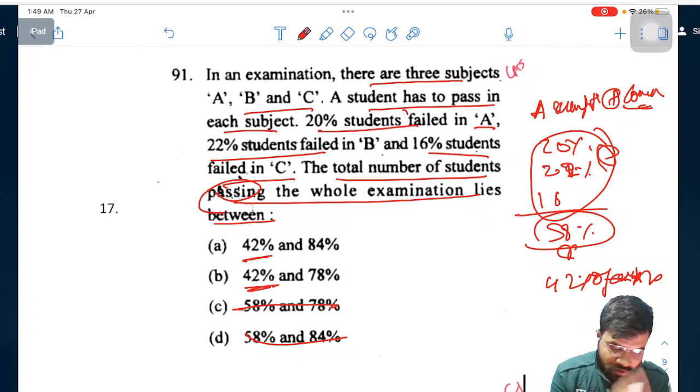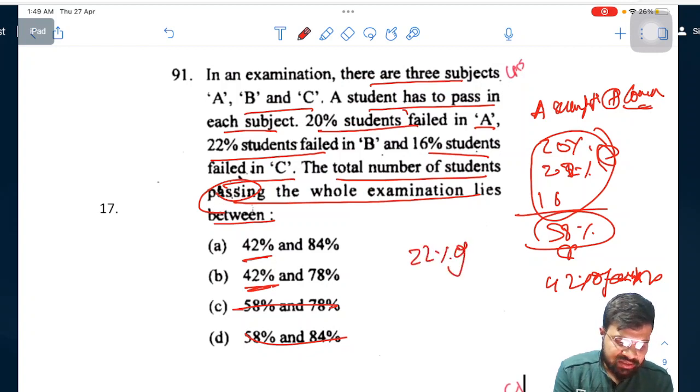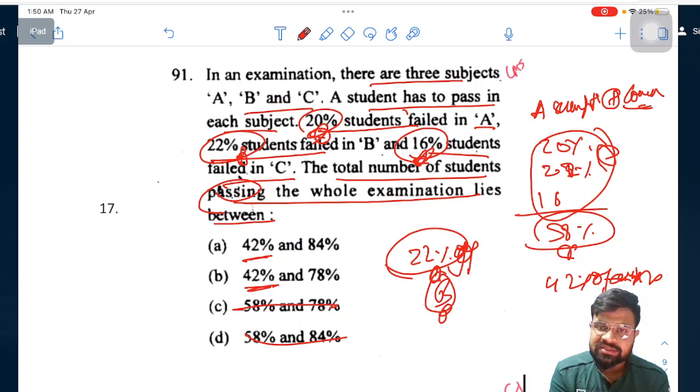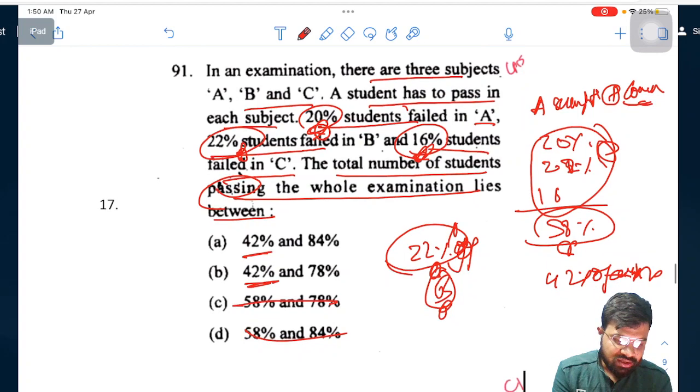And now if they are failing in the same subjects, let's say they are failing in the same subjects. Still, 22% people. This is the largest number. We look at the largest number. 22% failed in B. See, suppose these 16% and these 20% are the same students that failed in maths and physics also. But still, some of the people are there that are failing in chemistry.